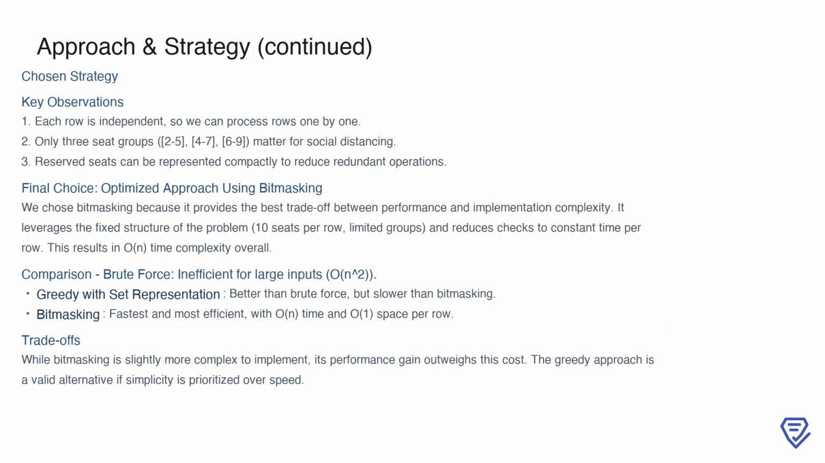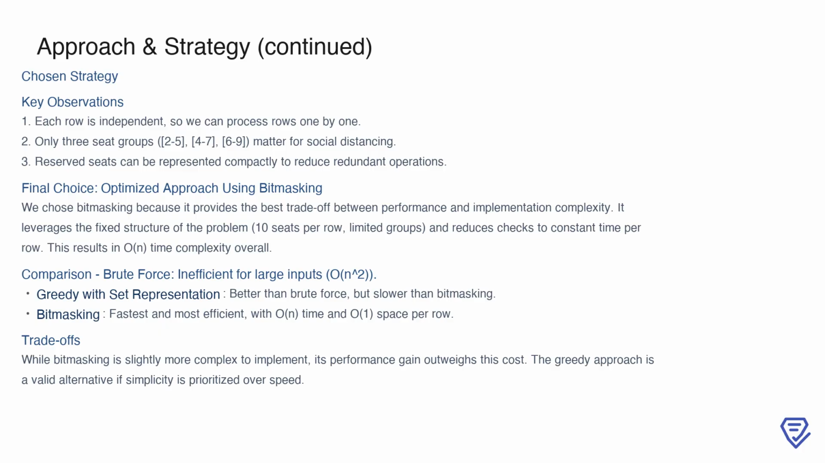After evaluating these approaches, we chose the optimized bit masking strategy as the best solution. This decision was based on key observations about the problem. First, each row operates independently, so we can process rows one by one without worrying about interactions. Second, only 3 specific seat groups, 2 to 5, 4 to 7, and 6 to 9, are relevant for accommodating families while maintaining social distancing. Finally, the reserved seats can be represented compactly using bit masks, which reduce redundant checks and enable constant time operations for each row. Compared to the other methods, bit masking achieves the best balance between speed and complexity.